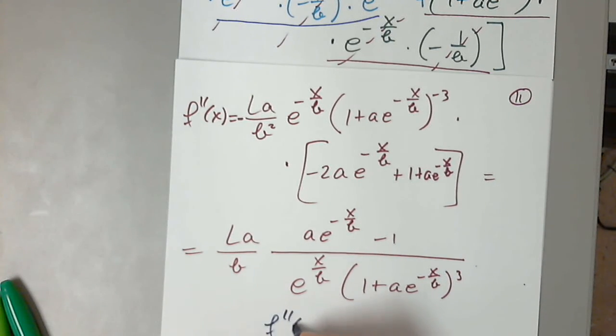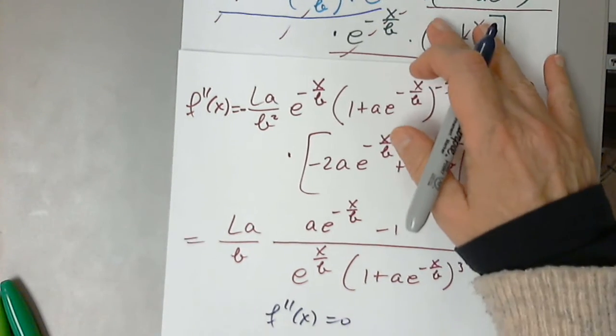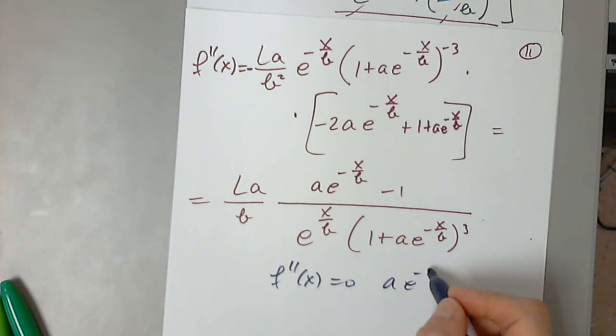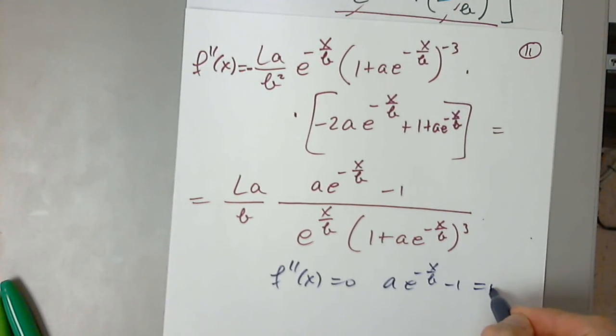So when the second derivative is 0, what has to happen? Nothing cancels out. So for this to be 0, only the top can be 0. Nothing else. So then this implies a e to negative x over b minus 1 equals 0.